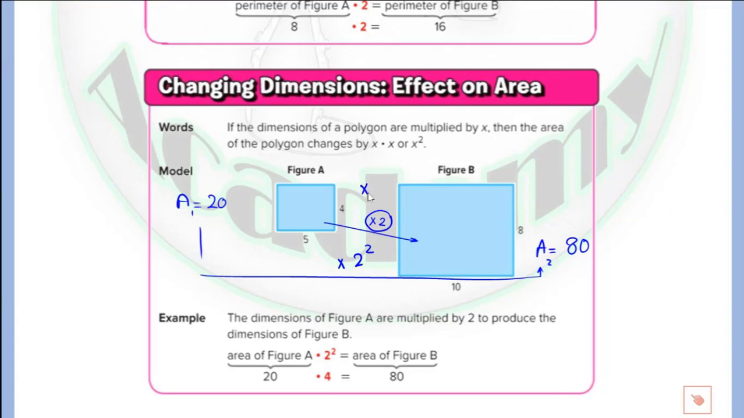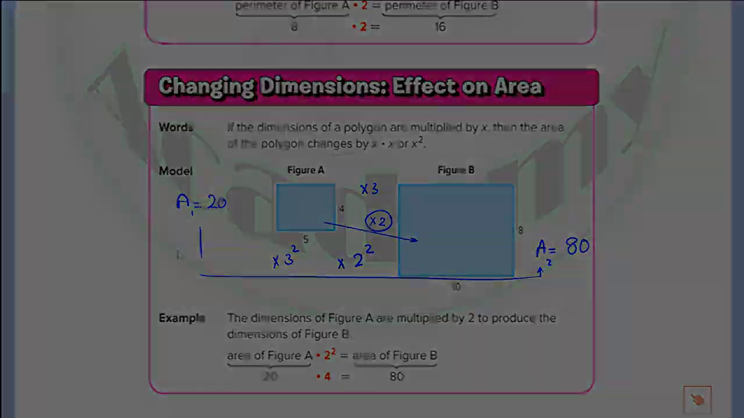If you multiply the sides by 3, you will change the area by multiplying by 3 to the power 2. So whatever the number that you multiply the sides by, just square it to find the new area.